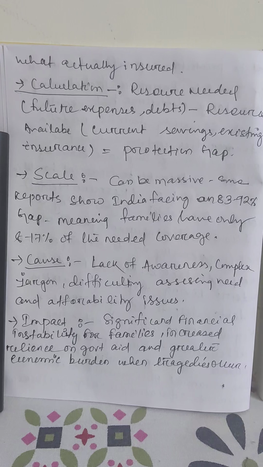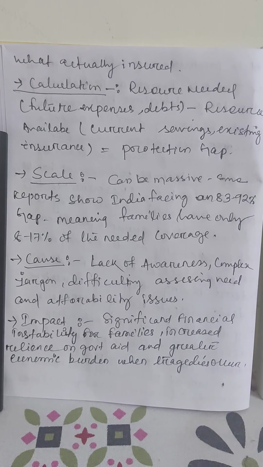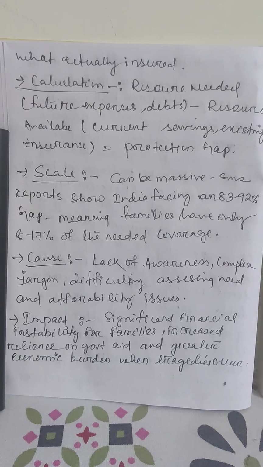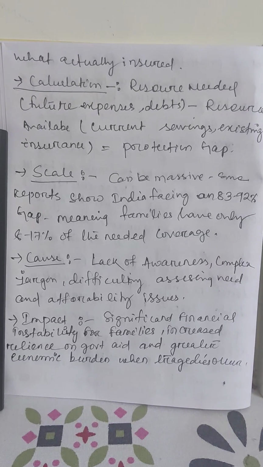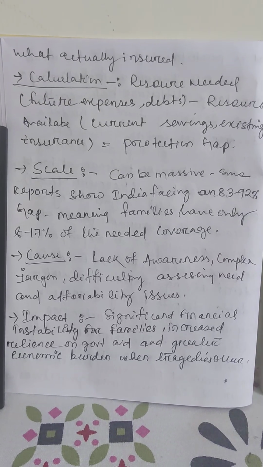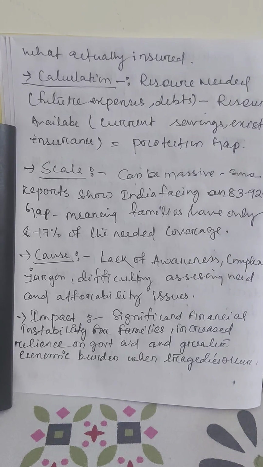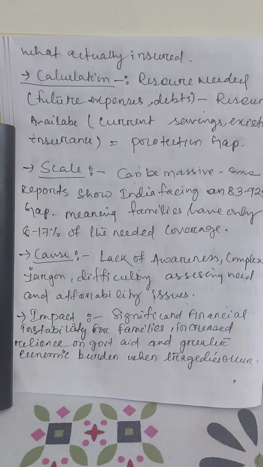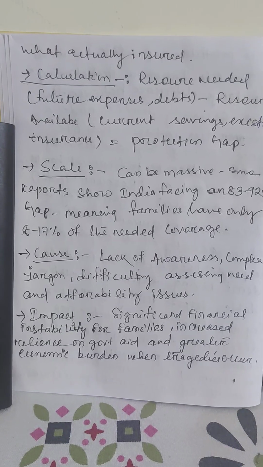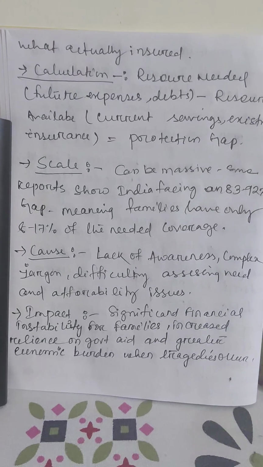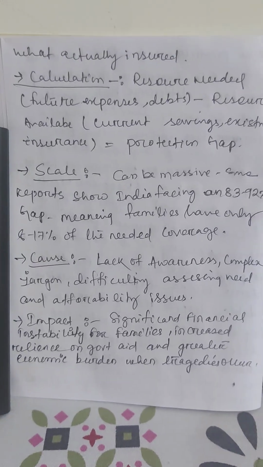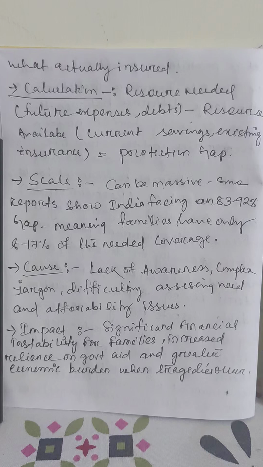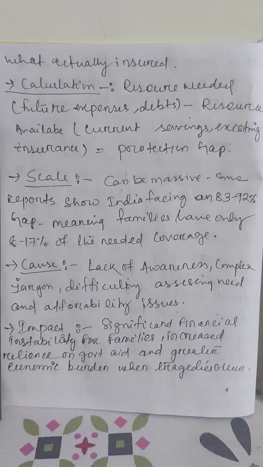And as you can say, the scale can be very massive. Some reports show India facing an 83 to 92% protection gap. That means families have only 8 to 17% of the needed coverage, and a massive population doesn't have actual insurance. So this is the protection gap.